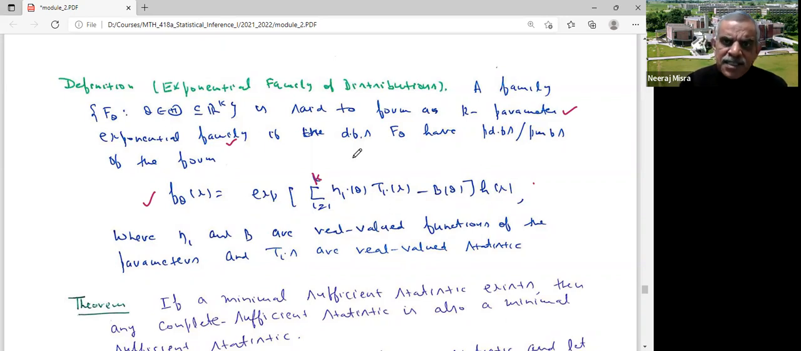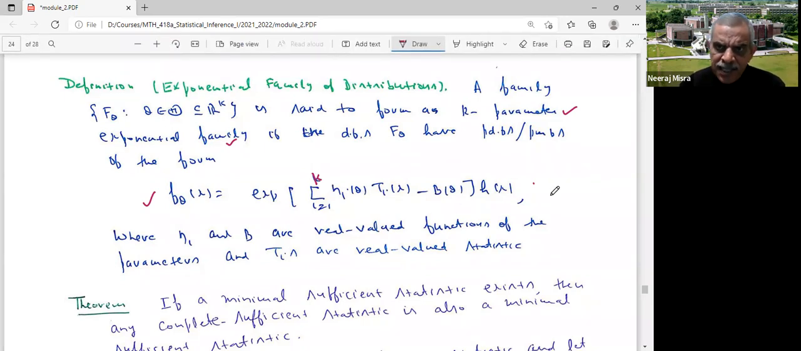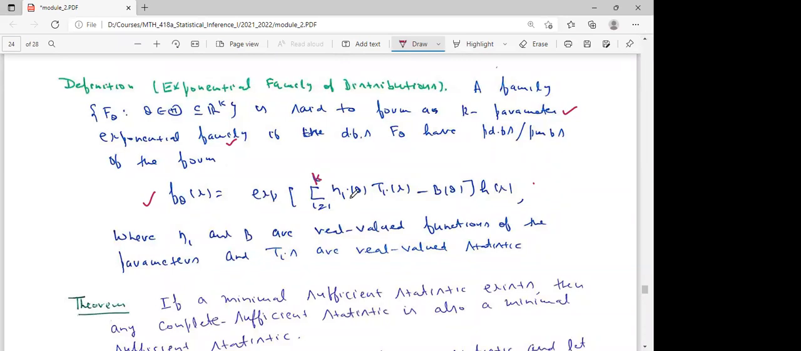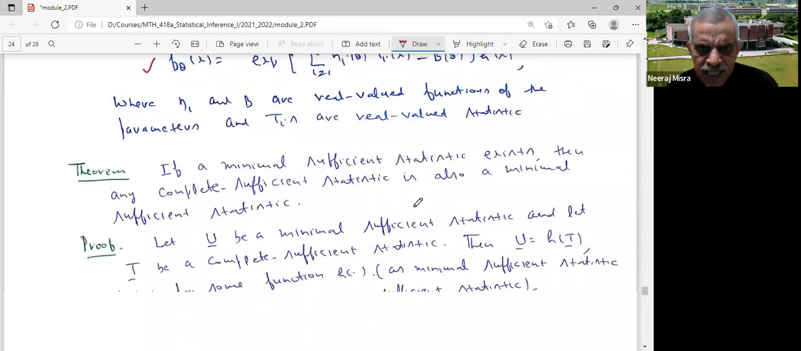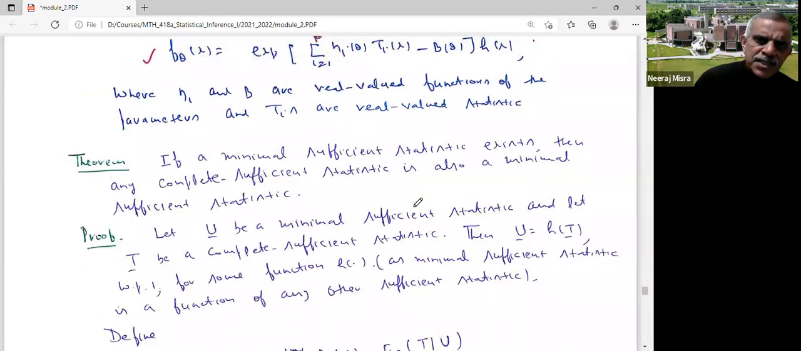But otherwise, it contains a lot of other distributions like binomial. Binomial would be covered here because its range can be subsumed as a part of h x, and theta to the power x can be written as e to the power x log theta. So eta 1 theta becomes log theta, plus n minus x log of 1 minus theta. So that would be exponential. Poisson would be exponential, and so on.